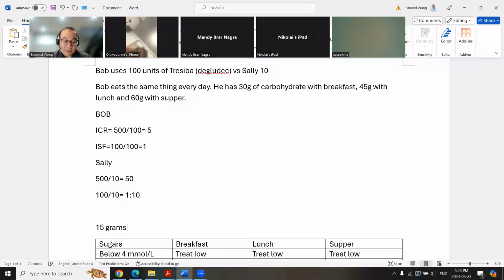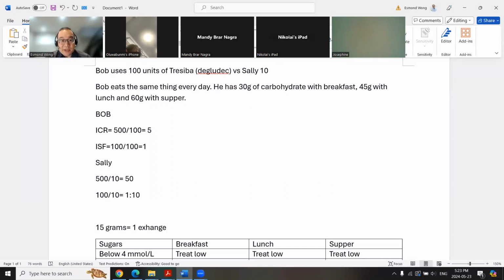Some people like to think of their insulin to carb ratio in terms of exchanges. So let's say 15 grams is equal to 1 exchange.